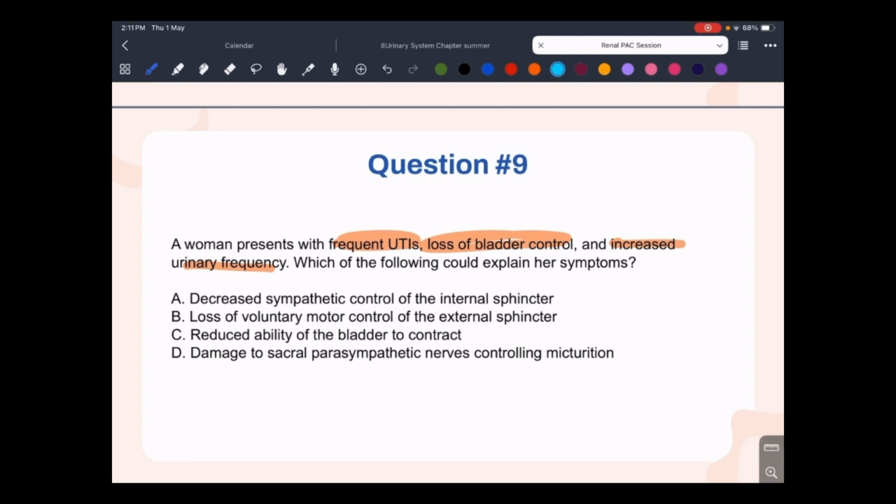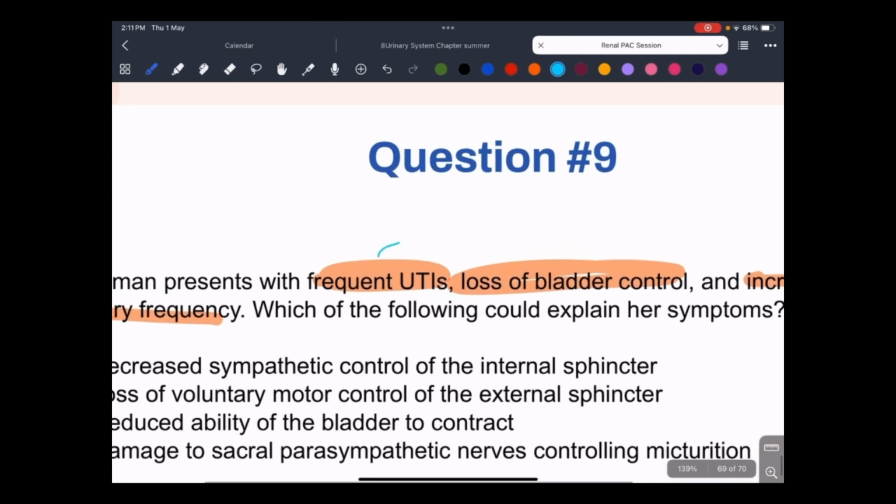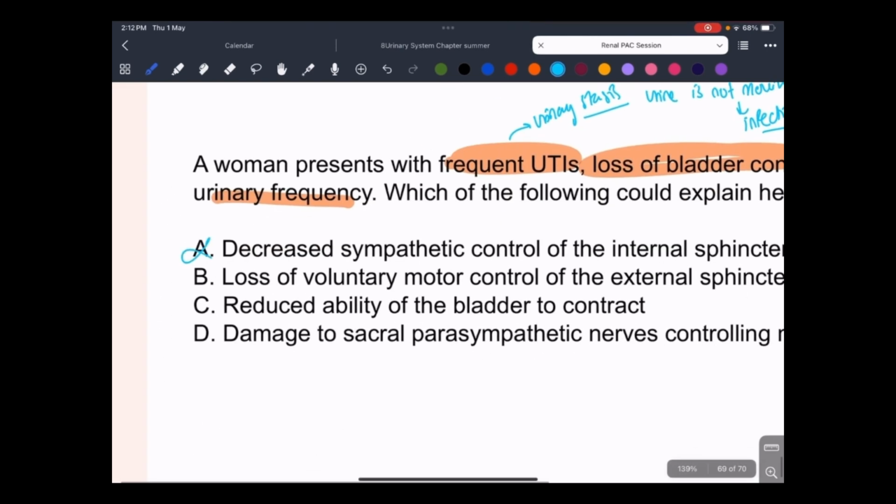Because look, it says loss of bladder control and frequent UTIs. Frequent UTIs means there is urinary stasis. What do I mean? Urine is not moving, and when the urine is not moving, infections say hello, not bye bye. If the urine is in stasis, it does not move, and this increases the risk for infection. But this takes out A.